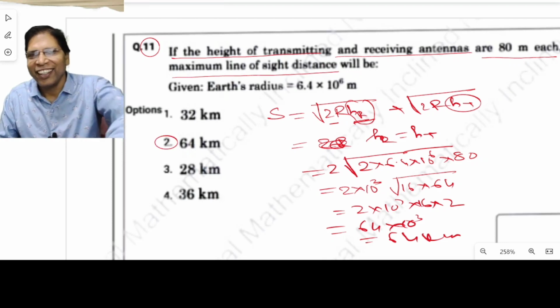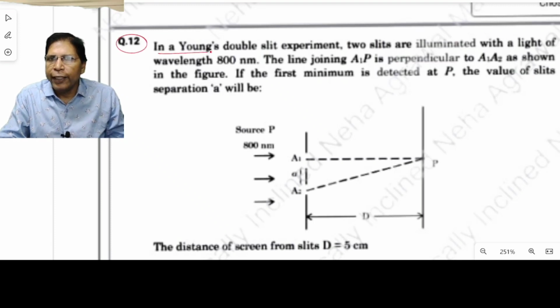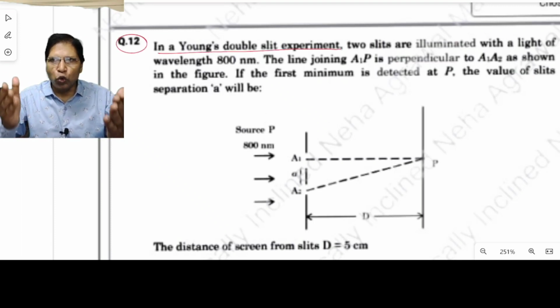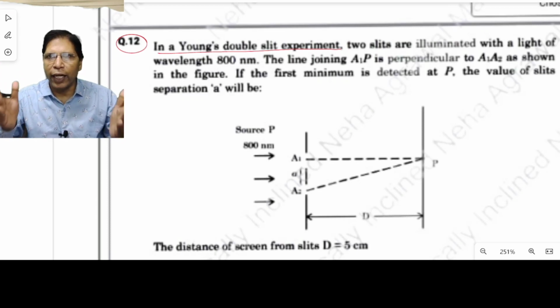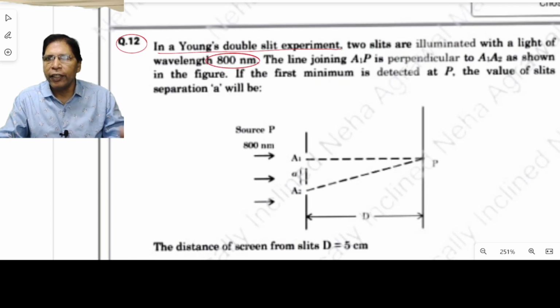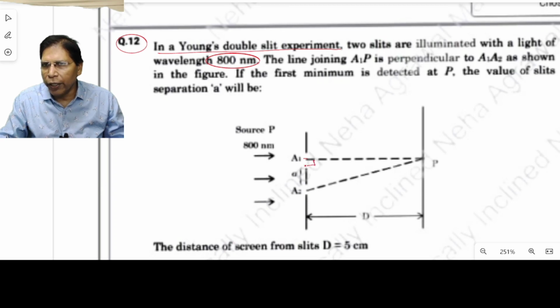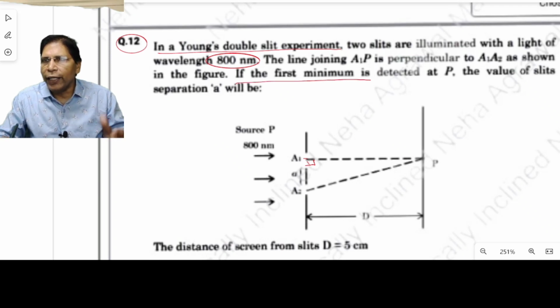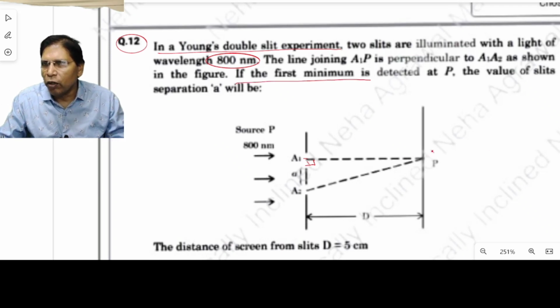Okay. Next. Now question number 12. In a Young's double slit experiment, two slits are illuminated with light of wavelength 800 nanometer. The line joining A1P is perpendicular to A1 and A2. Okay, no problem. If the first minima is detected at the point P, the value of slit separation A will be.